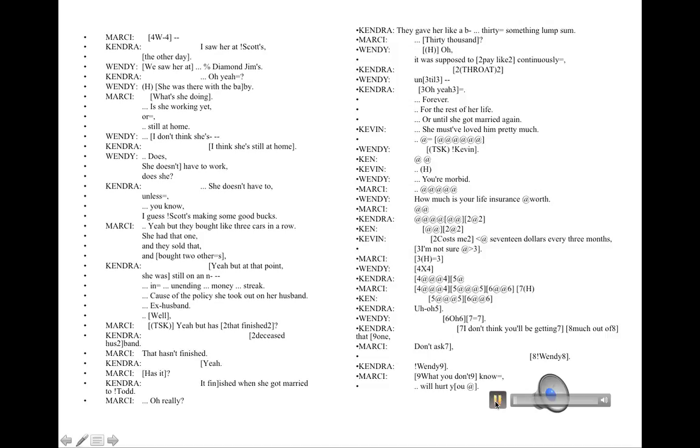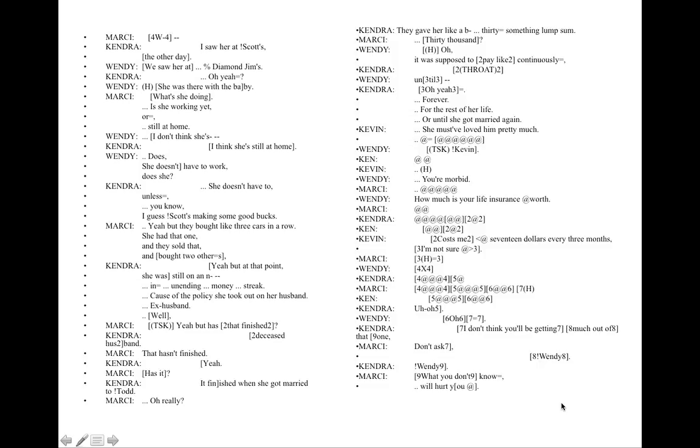Oh, you also are a scholarship. I saw her at Diamond Gems. Oh, yeah? What's she doing? Is she working yet or still at home? She didn't have to, unless, you know, I guess God's making some good bets. Yeah, but they bought like three cars in a row. She had that one, and they sold that. And bought yeah, but two at that others. Point, she was still on an unending money streak because of the policy she took out on her husband. Ex-husband. Yeah, but has that finished? That hasn't finished. Yeah, has it finished when she got married to Todd. Oh, really? They gave her like a 30-something lump sum. 30,000? Oh, it was supposed to pay, like, continuously until... Forever, for the rest of her life. Or until she got married again. She must have loved him pretty much. Kevin. You're Mormon. How much is your life insurance for? Cost me $17 every 3 months, I'm not sure. Oh, don't ask much out of that one. But you don't know, will hurt you. What are we doing here?